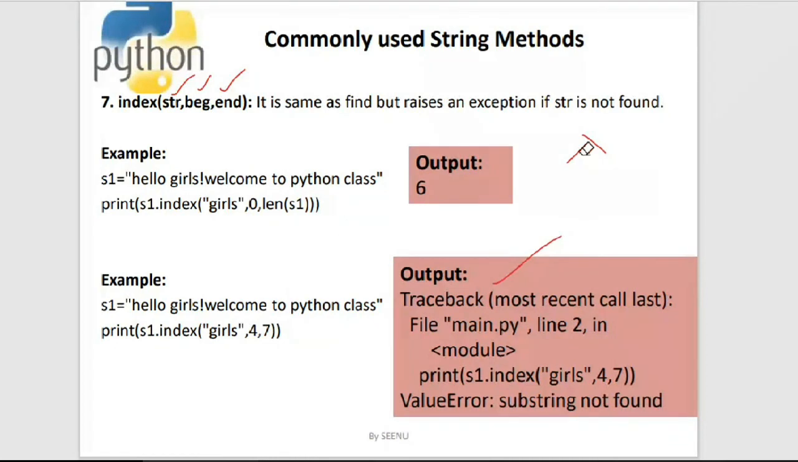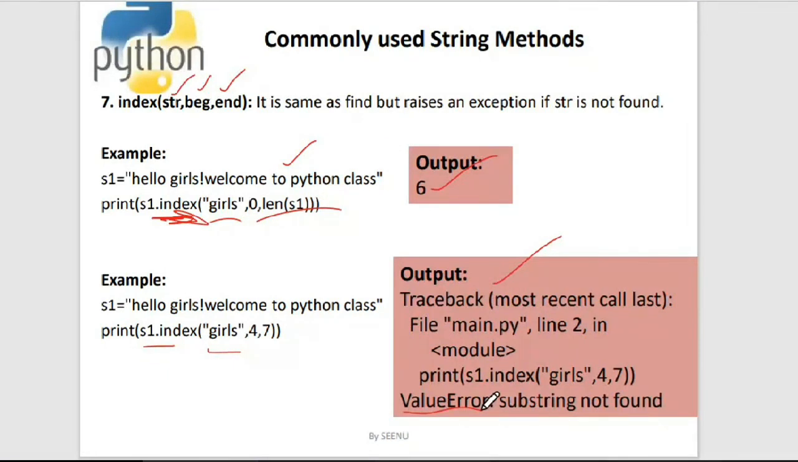You can observe that I have taken a string and want to find out whether girls is there in this particular range. But here I have given index rather than find, and you can see I got the same output. Index and find are the same. But when I try to find girls in a particular range with s1 dot index, find gave -1, while here it gives a value error.